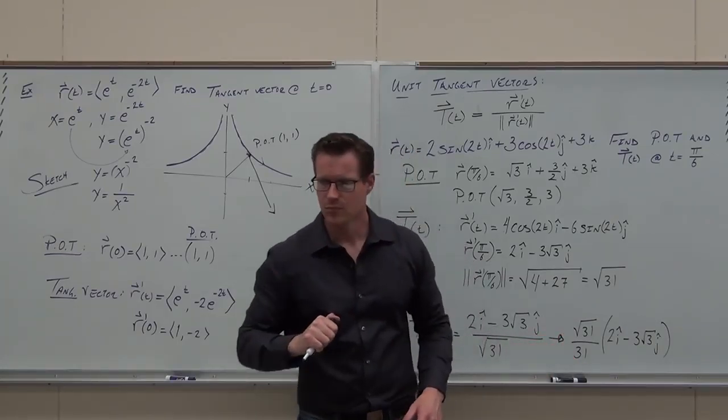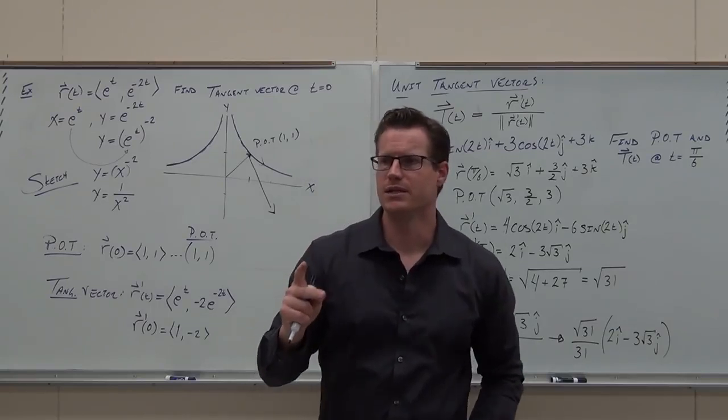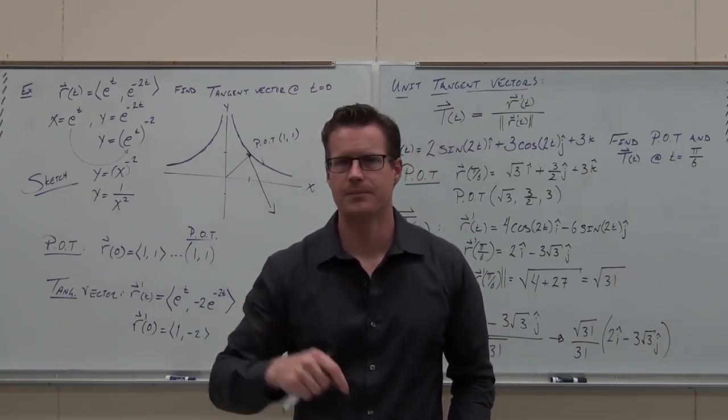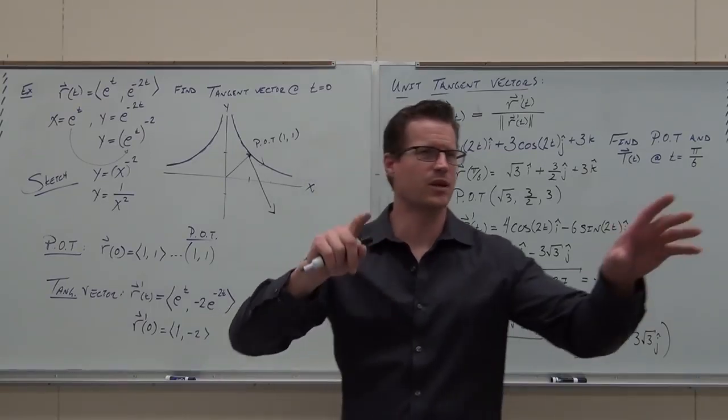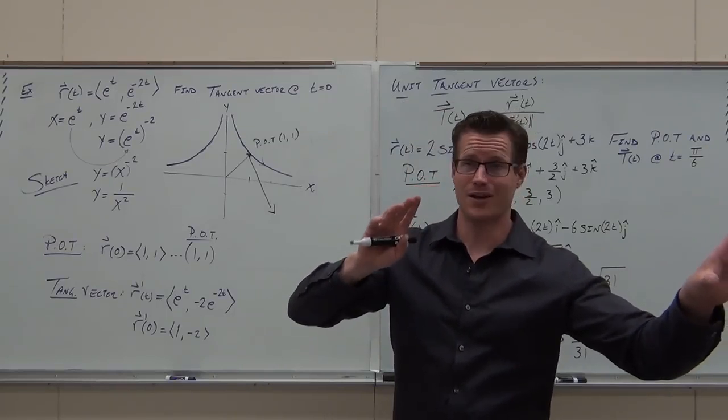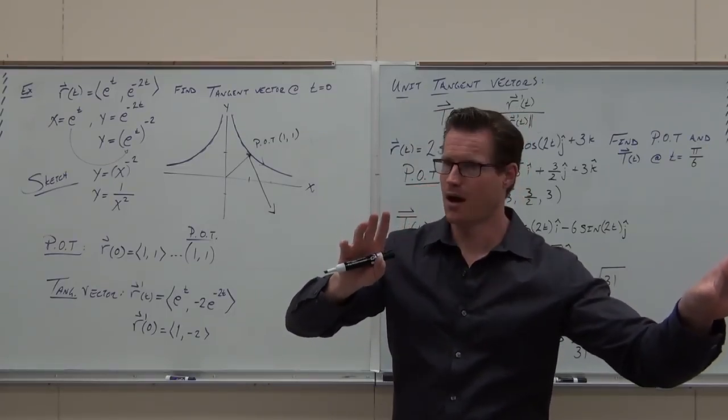Question. What two things do you need to make a line in 3D? A point and someone else. Vector. A vector. A direction vector.